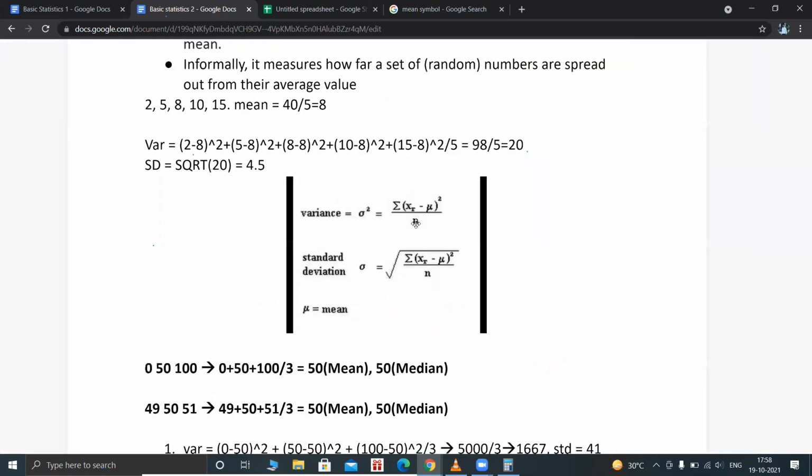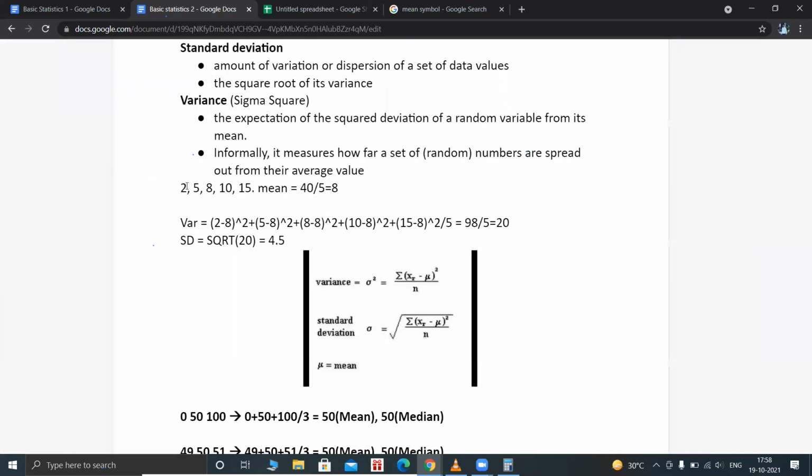I'll tell you guys how we can actually find the variance. Consider this is my data, and the mean for these data points is 40 divided by 5, that is 8. So the mean is 8. Now I want to calculate the variance. So what is the formula for variance?